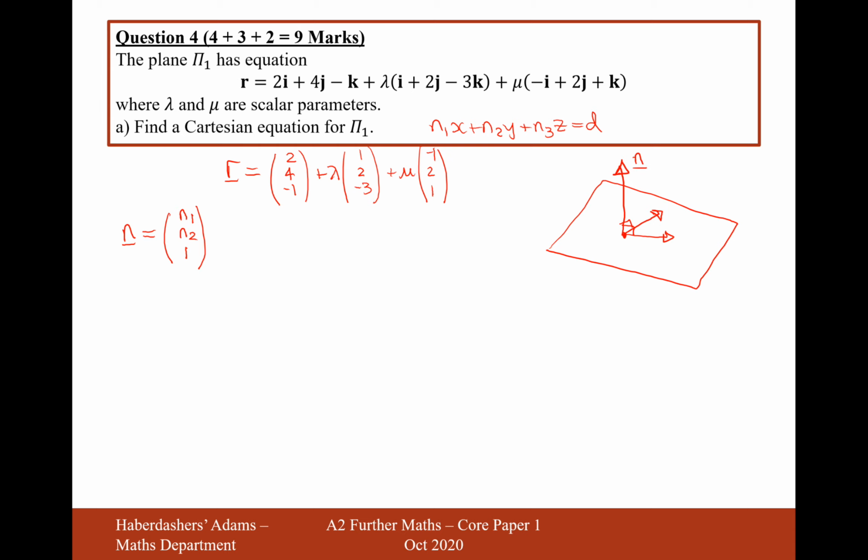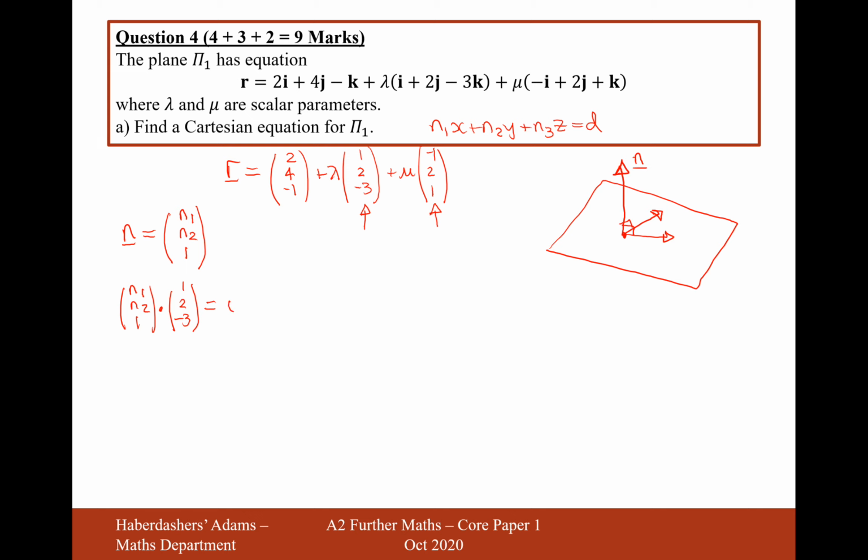Now the bit of maths I now have to use is the dot product rule with these two vectors here, because I have two vectors that are at a right angle to each other, and we know that when we have two vectors at a right angle, the dot product will equal 0 because cos of 90 is 0. So it's going to be (n1, n2, 1) dotted with (1, 2, -3). We're only going to dot it with the direction vectors because it's only the direction vectors that are going to be perpendicular to the normal vector. This first bit here is just a starting coordinate. It's not a vector really.